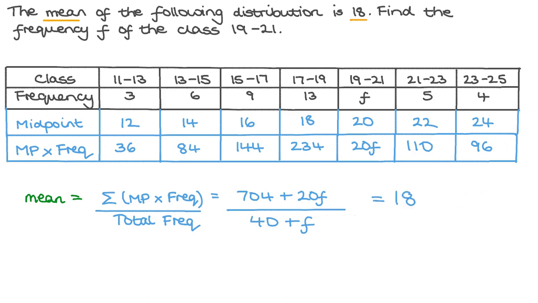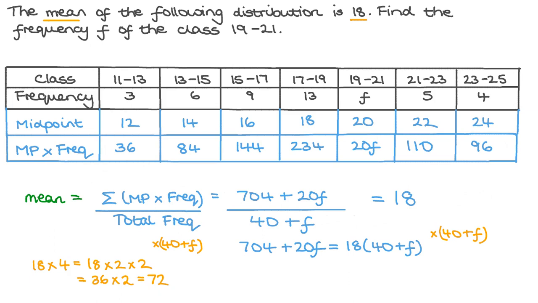But remember, we already know that the mean of this distribution is 18, so we can set this expression equal to 18 and it gives us an equation. To find the value of f, we just need to solve this equation. Now the first step is to eliminate the denominator on the left side of the equation, so we multiply both sides by 40 plus f, giving 704 plus 20f is equal to 18 multiplied by 40 plus f.